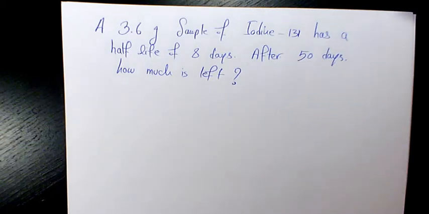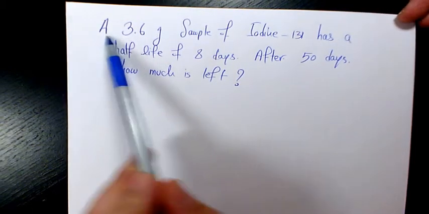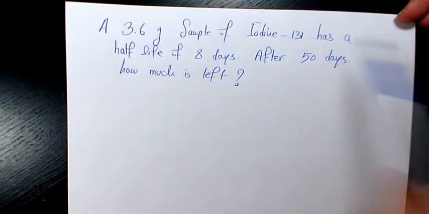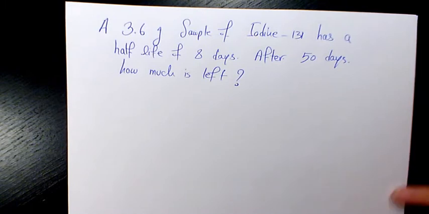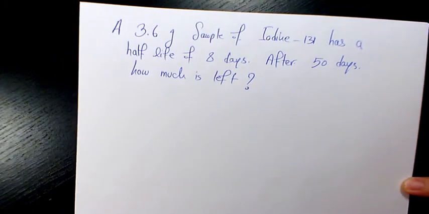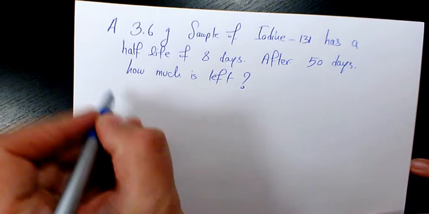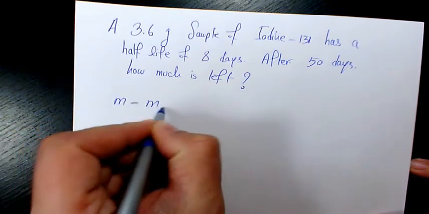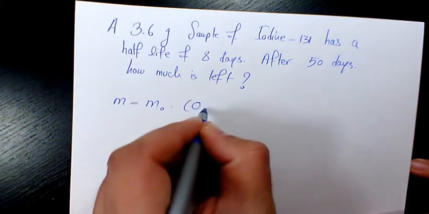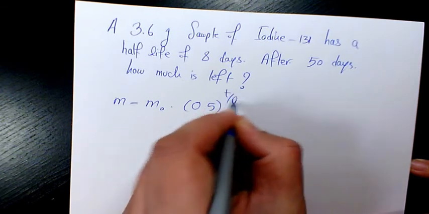Welcome to another video. In this video I want to solve another example of half-life. A 3.6 gram sample of iodine-131 has a half-life of 8 days. After 50 days, how much is left? So the formula, which we have used many times, is m = m₀ · 0.5^(t/θ).